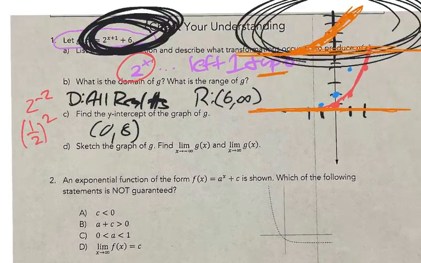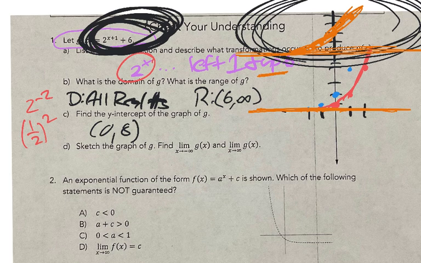Sketch the graph. We just sketched the graph, right? So I've done that. What's the limit as x approaches negative infinity? As the x's get really, really small, what are the y's doing? Going to 6. Oh, I thought you were talking about the other way. The other one: when the x's get really big, what are the y's doing? Getting big. How big? Really big. Going to infinity. Infinity big.